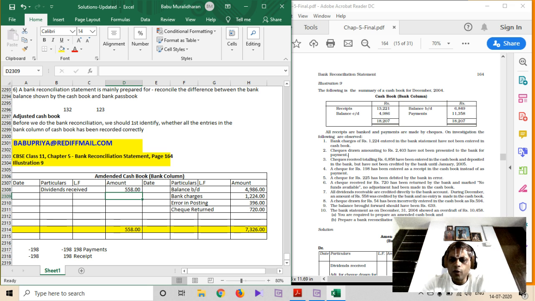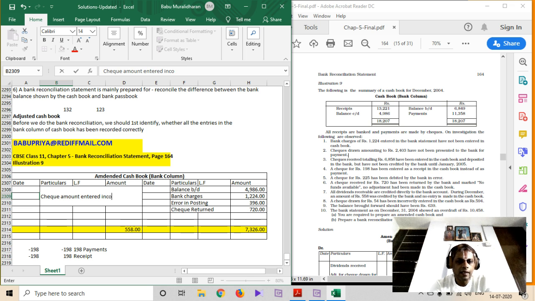A check drawn for rupees 54 has been incorrectly entered in the cash book as rupees 594. So we have issued a check for rupees 54, but the check amount was entered incorrectly, that is, as 594. The payment entry should be only for 54, but we have made a payment entry for 594. So it should be nullified by processing a receipt entry of 540 rupees.